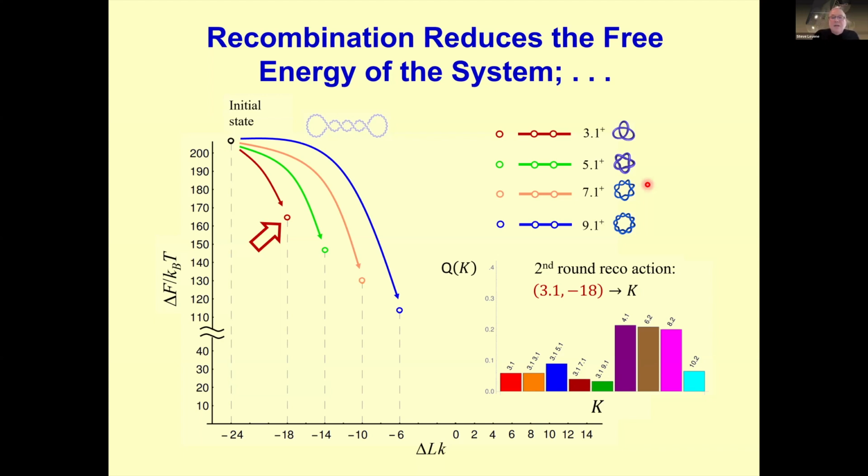So yes. But you can take one of these 3-1, 5-1, 7-1 knots, which will still have residual supercoiling because we don't allow for supercoil relaxation to occur directly in the simulation. Again, we don't want to violate detailed balance. And then allow that structure to undergo a second round of recombination. And that's when you start to see this explosion of different knot types.